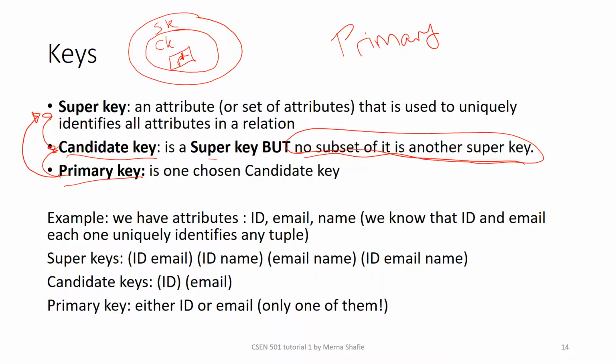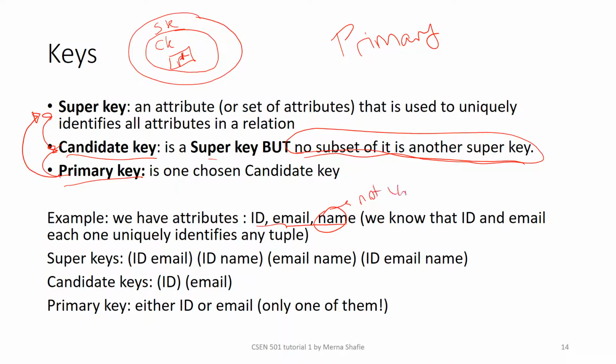Let's have an example just to demonstrate it more. If I have the attributes ID, email, and name, these are 3 different attributes, and we know that the ID and the email each uniquely identify each tuple, or each instance of my entity. That means the ID is unique and the email is unique. However, the name is not unique. The name alone is not unique.